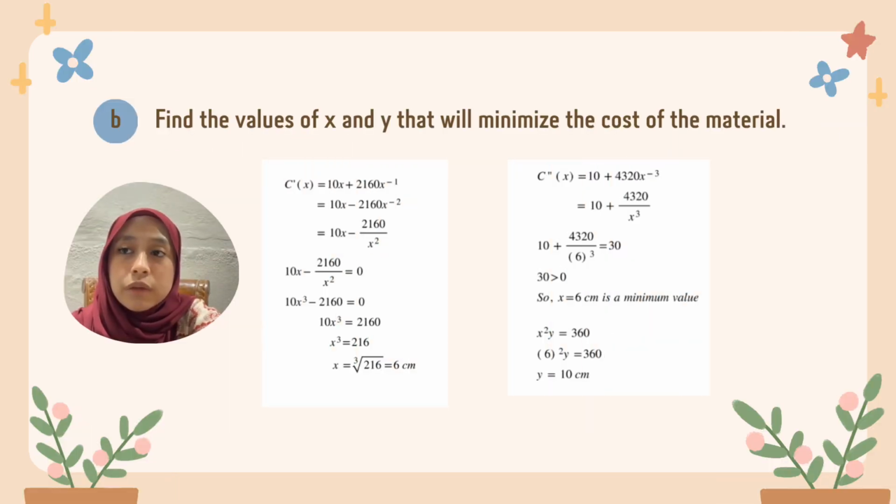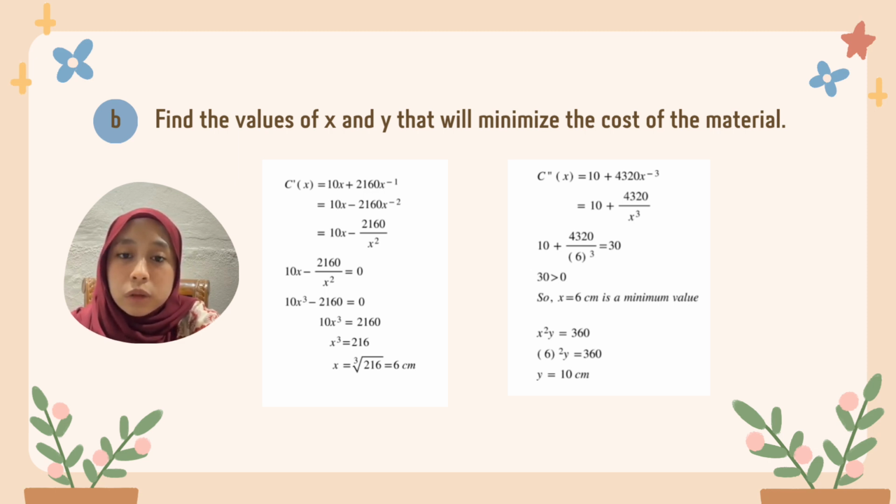In order to find the values of x and y that will minimize the cost of the material, we need to find the first derivative first. In this question, the first derivative we got is 10x minus 2160 over x squared. Let the first derivative equal to 0 and solve for x. The answer that we got is x equal to 6 centimeters.